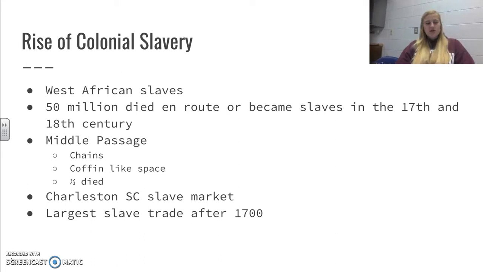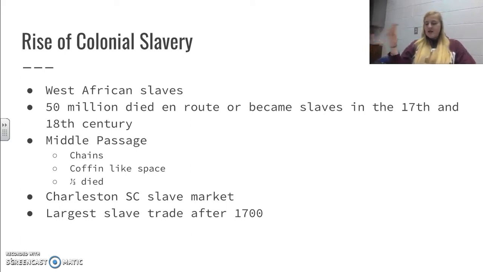From this time period, we get the term the Middle Passage. And the Middle Passage is what we ascribe to be the journey of slaves from Africa to North and South America and Central America. And it's just horrific conditions. Slaves often chained by the neck and extremities to the deck floor, packed into spaces about the size of a coffin. You lay in your own filth, in your own waste.